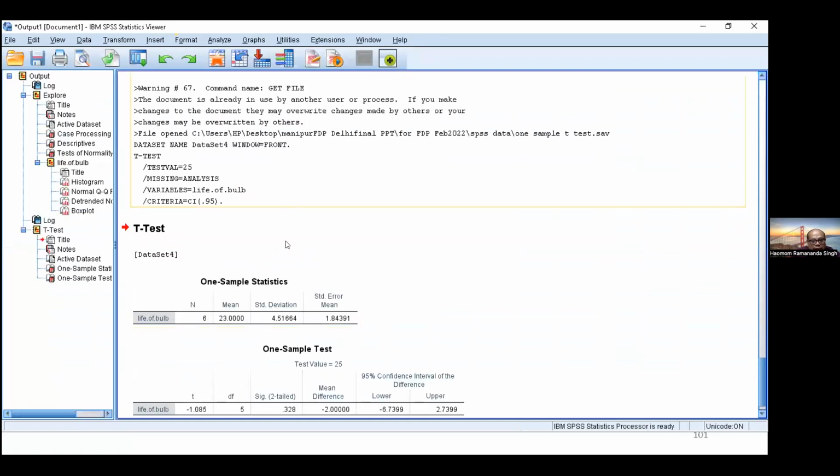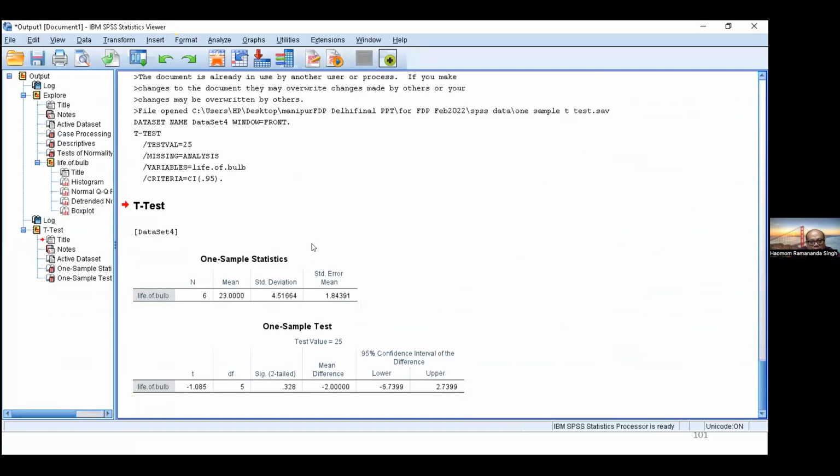Analysis, so one sample statistics. So here the t value is minus 1.085, but your p value is 0.328. The p value is 0.328.